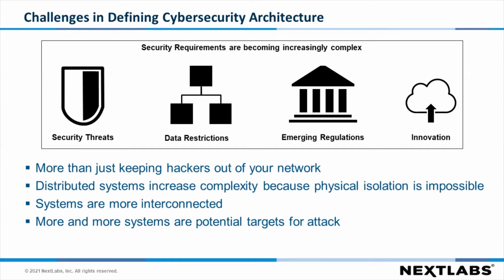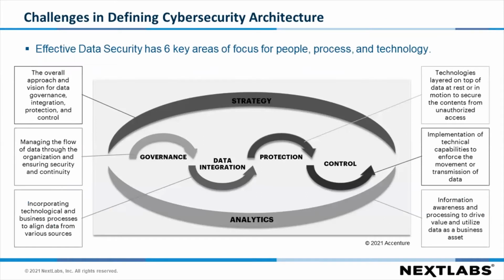So how do we address this? We've come up at Accenture with a cybersecurity architecture and strategy that focuses on 6 key areas. Now, this is going to span across people, process, and technology. So effective data security architecture starts with a strategy. That's your information security strategy as a whole.